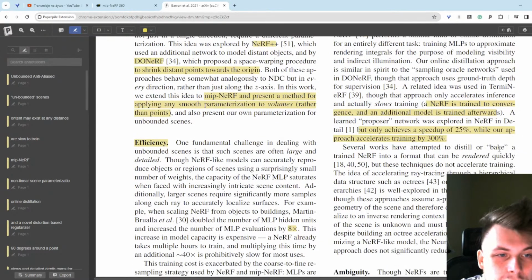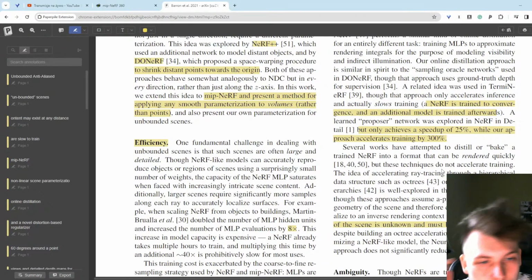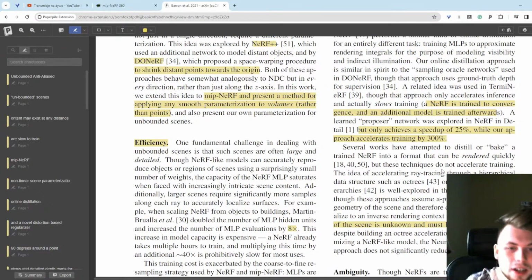Several works have attempted to distill or bake a trained NeRF into a format that can be rendered quickly, but these techniques do not accelerate training. The idea of accelerating ray tracing through a hierarchical data structure such as octrees or bounding volume hierarchies is well explored in the rendering literature, though these approaches assume a prior knowledge of the geometry of the scene and therefore do not naturally generalize to an inverse rendering context in which the geometry of the scene is unknown and must be recovered, right? That would be great. If we knew where the geometry is, how the problem is solved, right? So then we can just sample around this geometry, and that would be great, but we don't, so we cannot use these techniques.